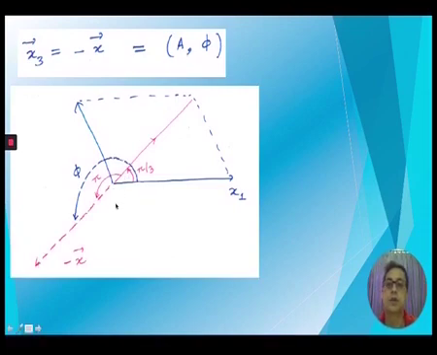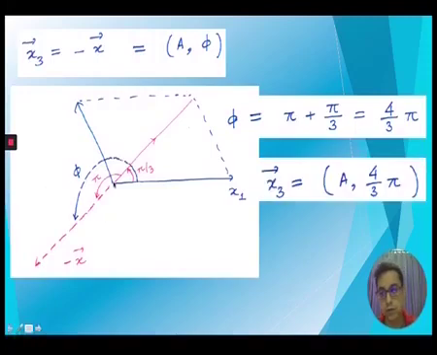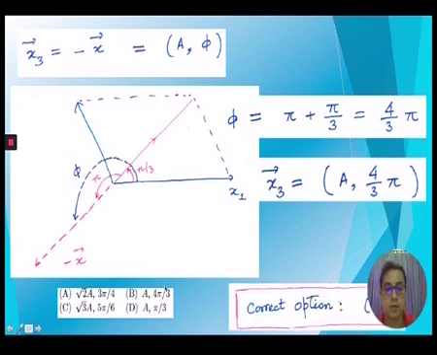From the diagram you can see that this angle is pi by 3, and this angle is pi, so total phi would be this much. It's the angle made by this third vector with the original direction, that is x1. So that would be pi plus pi by 3, which turns out to be 4 by 3 into pi. The amplitude is A again. So the displacement that you have to add is characterized by amplitude A and phase angle 4 pi by 3. If you go for the options, you can immediately see the correct option would be B.